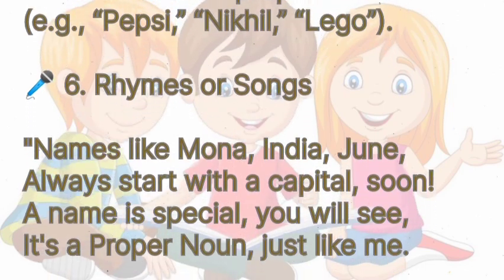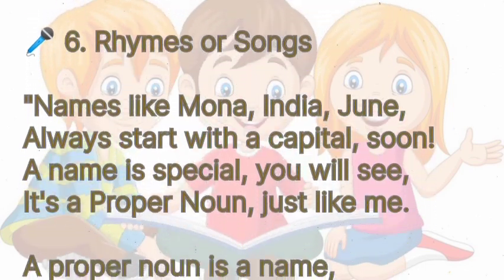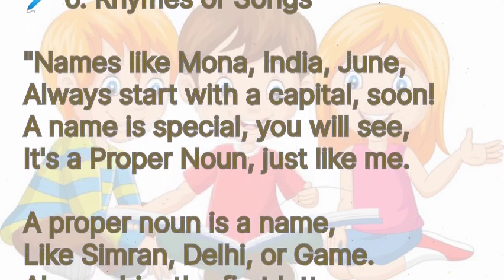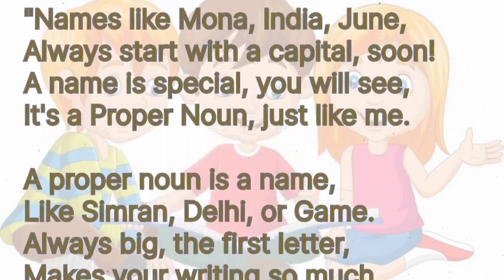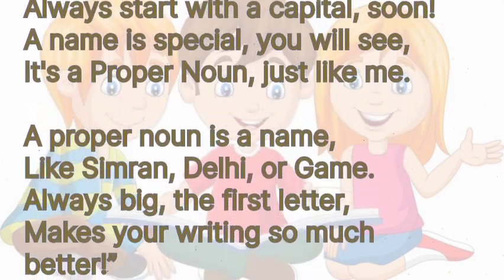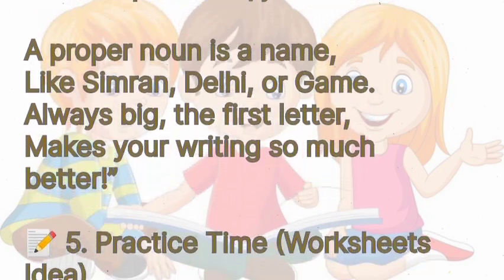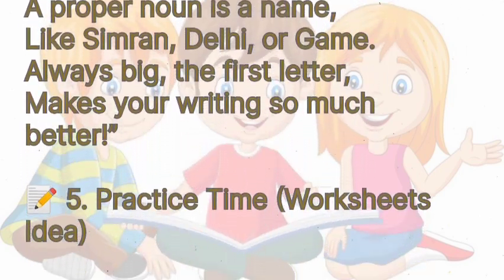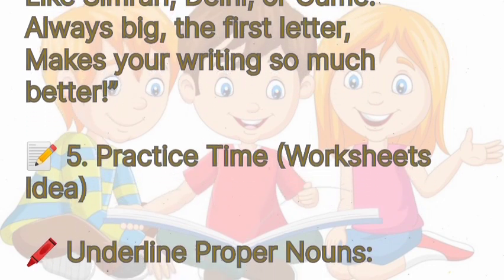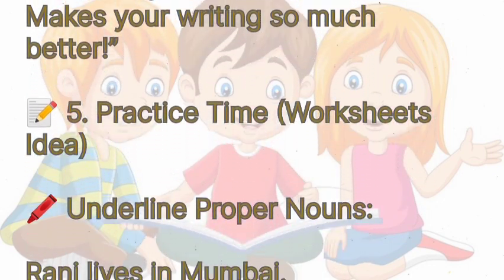Names like Mona, India, June always start with a capital soon. A name is special, you will see, it's a proper noun just like me. One more: a proper noun is a name like Simran, Delhi or Game. Always pick the first letter, make your writing so much better.